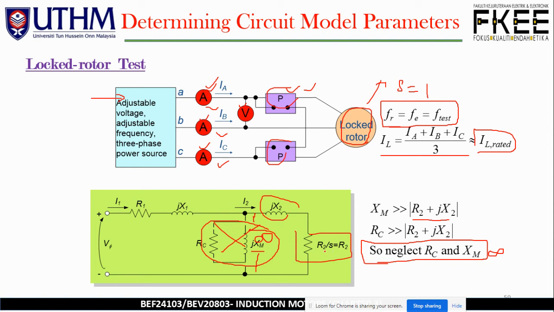So why is R2 over S equal to R2? Because remember S equals 1. So here now R2 over S equals R2 over 1, or R2. So at the end of the day, our equivalent circuit looks like a series connection, consisting of R1, jX1, jX2 plus R2. So a very simple equivalent circuit.